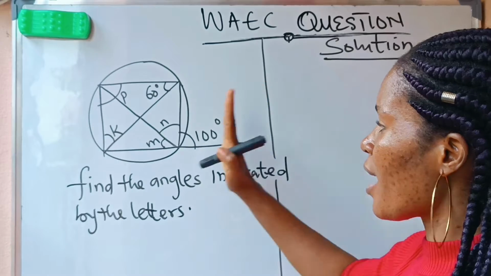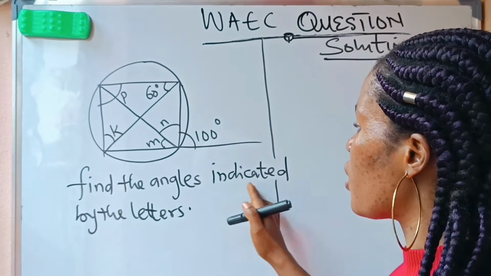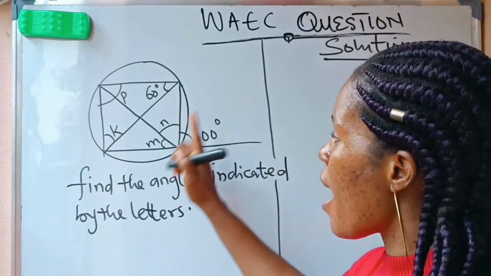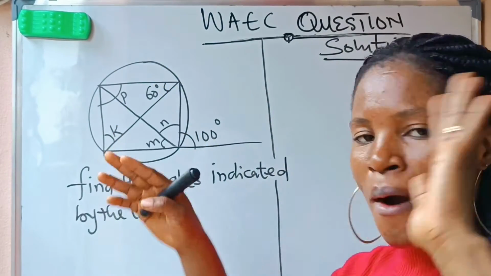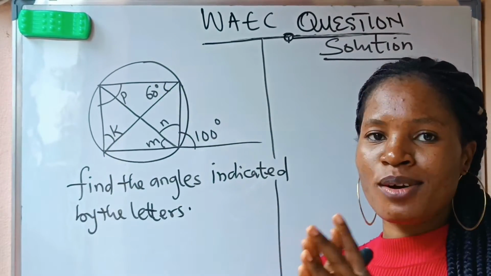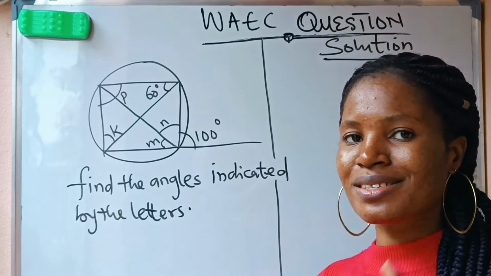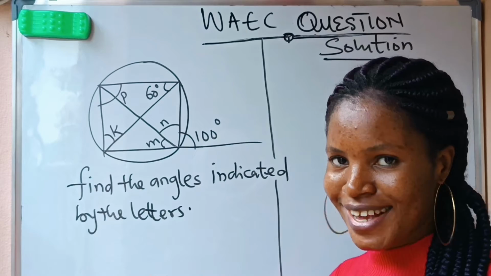This is a cyclic quadrilateral. We are asked to find the angles indicated by the letters. What does that mean? We are asked to find M, N, K, and P. It looks ambiguous, but don't worry, I'm going to give you the answers step by step in a way that you're going to understand.